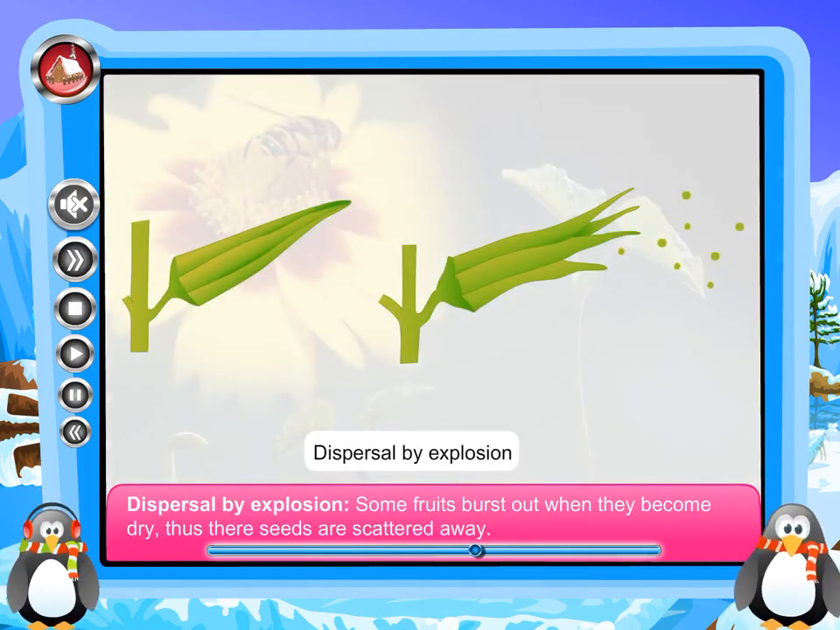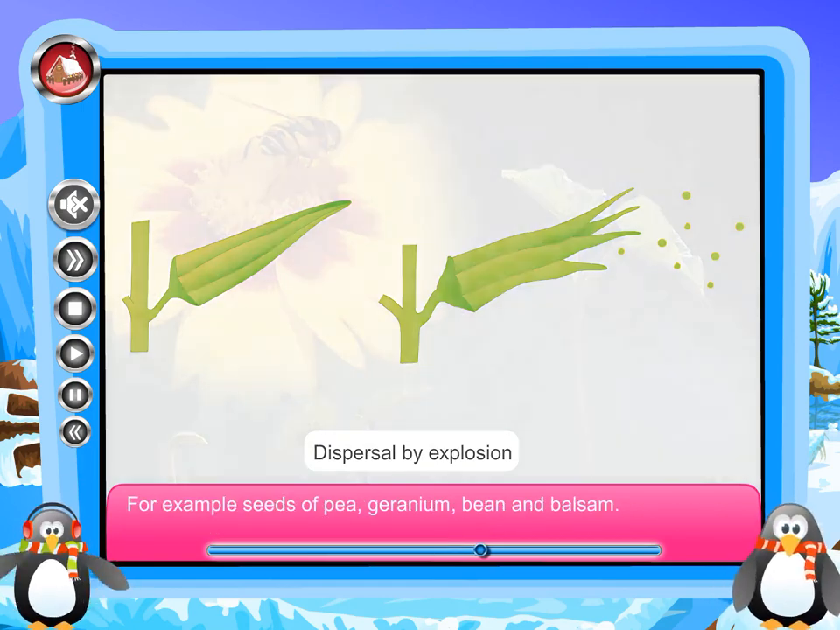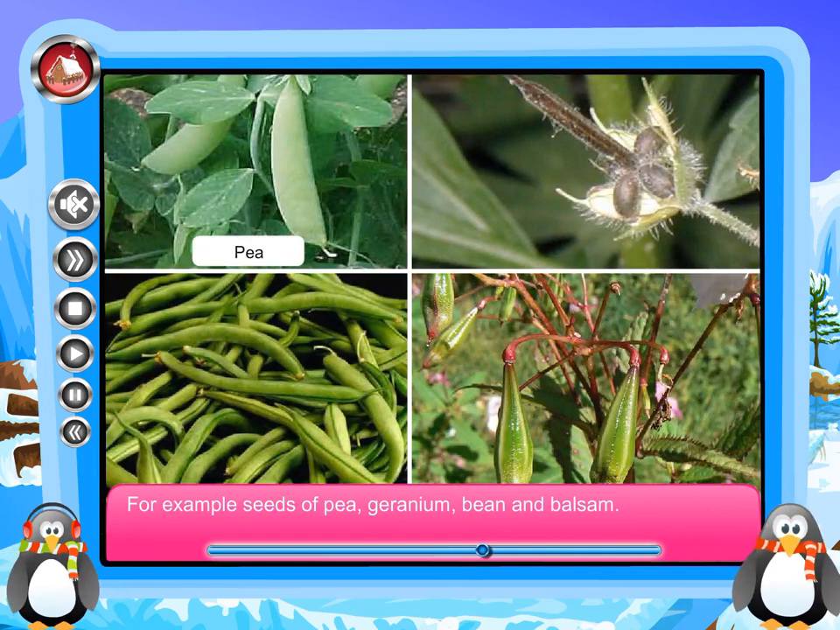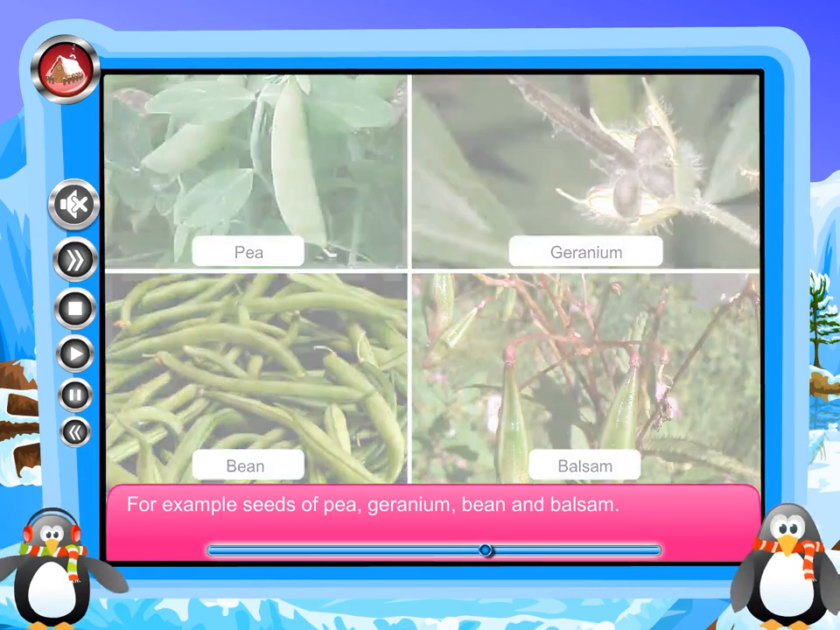Dispersal by explosion. Some fruits burst out when they become dry. Thus, their seeds are scattered away. For example, seeds of pea, geranium, bean, and balsam.